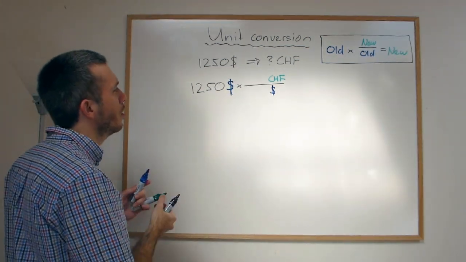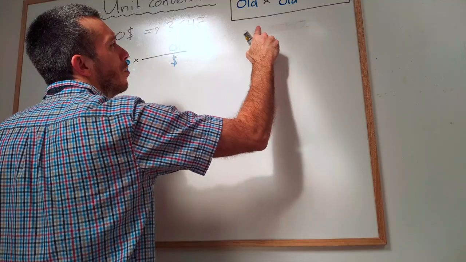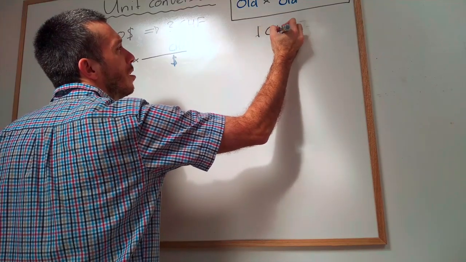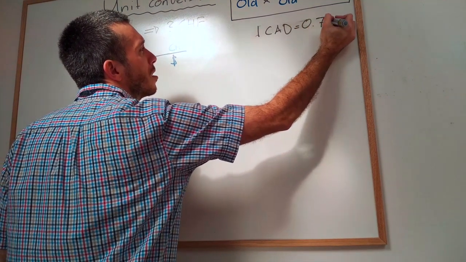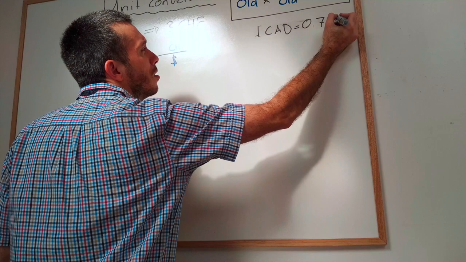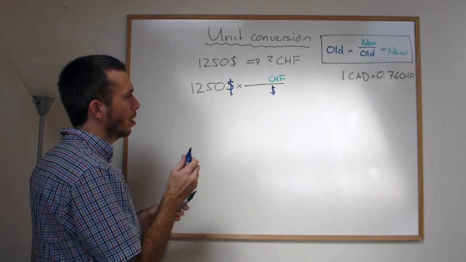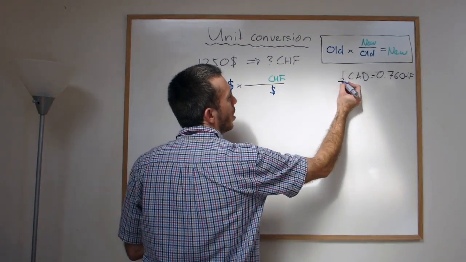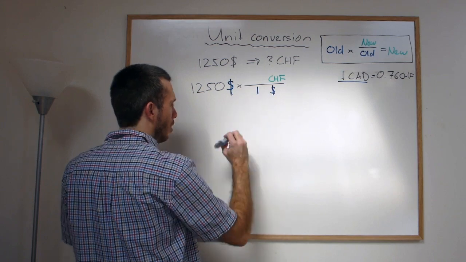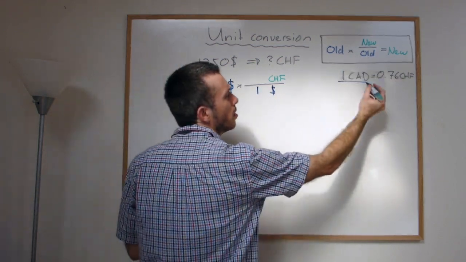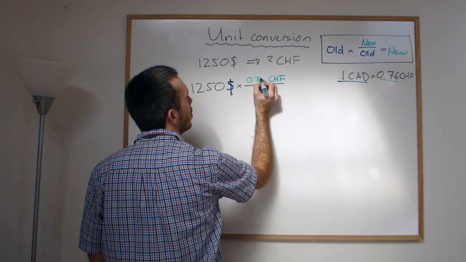And now all I have to do is look up, okay, what's the exchange rate between Swiss francs and Canadian dollars? So right now, for one Canadian dollar, I have to pay 0.76 Swiss francs. So what I do, I look, okay, this is my old unit. So my old unit goes down here, I had $1. And my new unit is the one with the Swiss francs, it's here, 0.76.